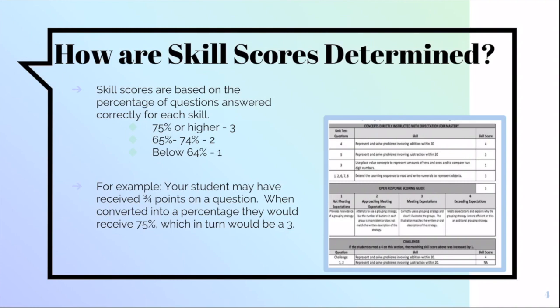Skill scores are based on the percentage of questions answered correctly for each skill. 75% or higher is considered a 3, 65% to 74% is considered a 2, and below 64% is a 1. For example, your student may have received 3 out of 4 points on a question. When converted into a percentage, they would receive 75%, which in turn would be a 3.